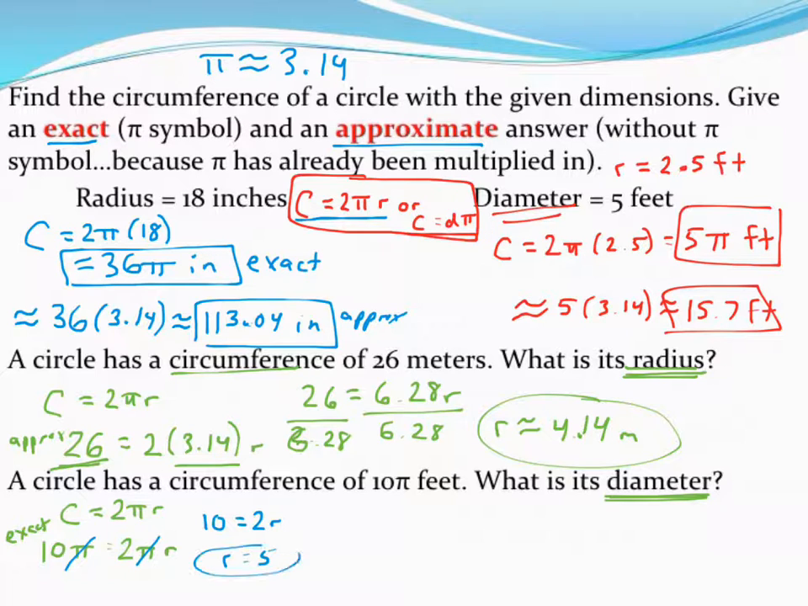Before you circle your answer and celebrate being done, remember they try to get you with these problems. They didn't ask for the radius, they asked for the diameter, so just make sure you make note of that. Doubling your radius gets you the diameter, which is 10, so my diameter is going to be 10 feet for this circle.